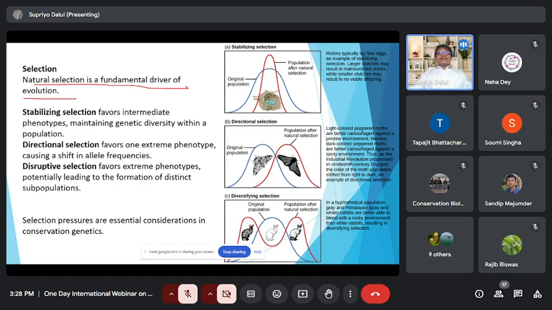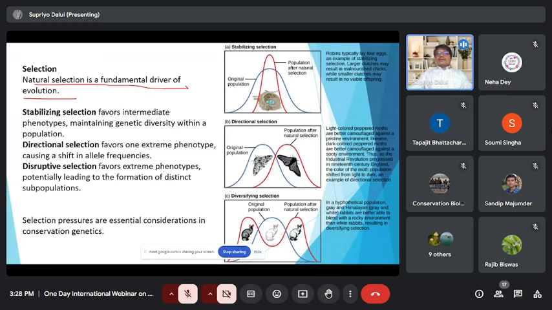There are three kinds of natural selection. The first one is stabilizing selection. What is stabilizing selection? Stabilizing selection favors the intermediate phenotypes, maintaining genetic diversity within a population. If we look at the first graph, and this blue line is a population, only the intermediate phenotype or the intermediate variations will survive natural selection.